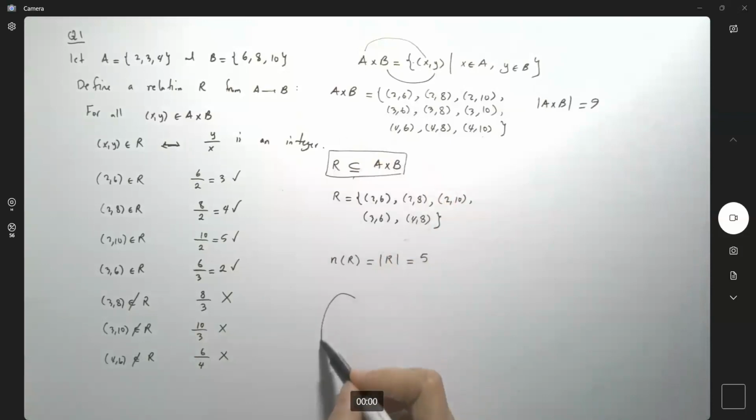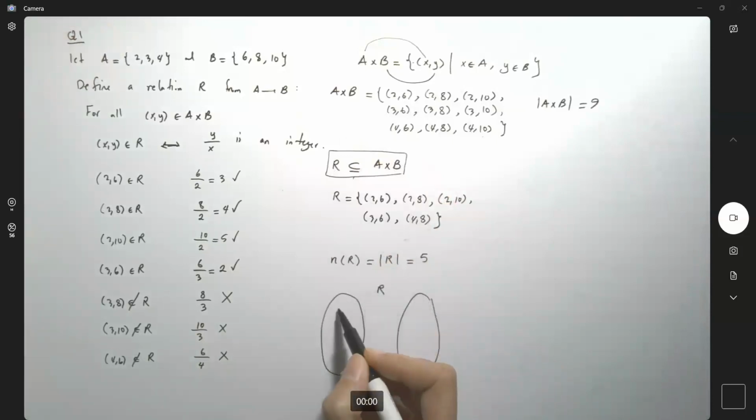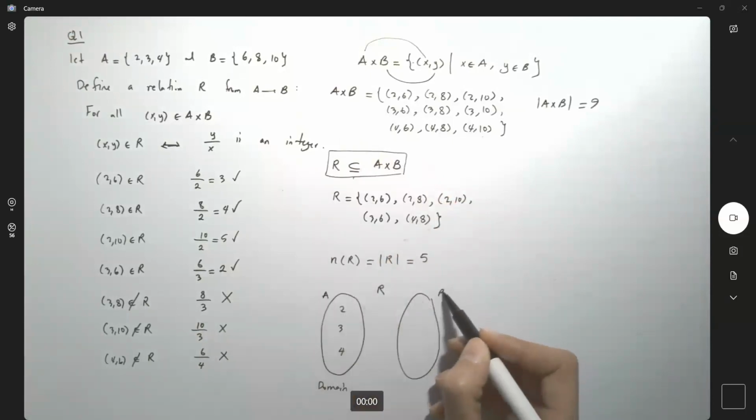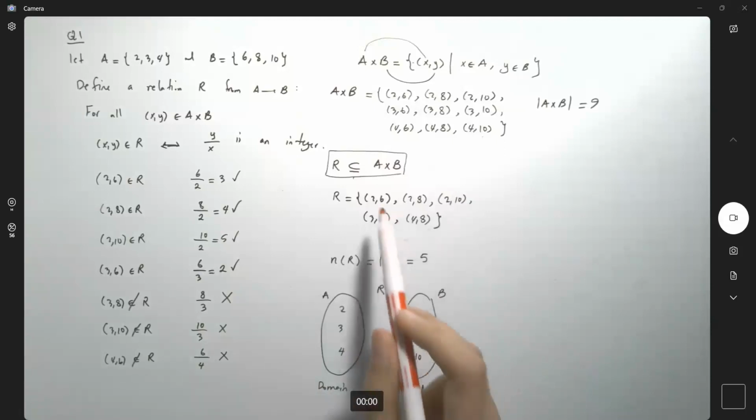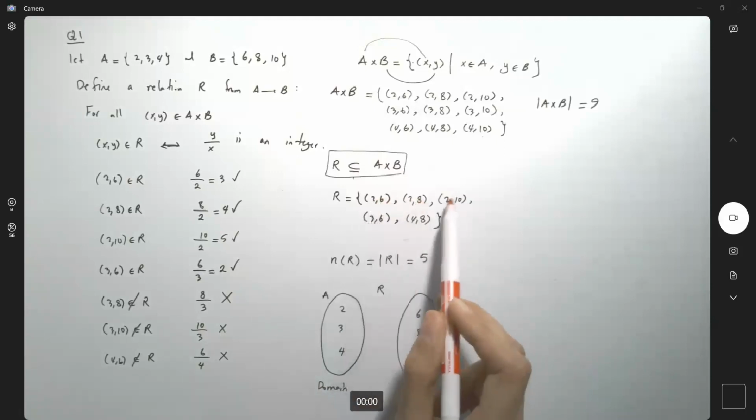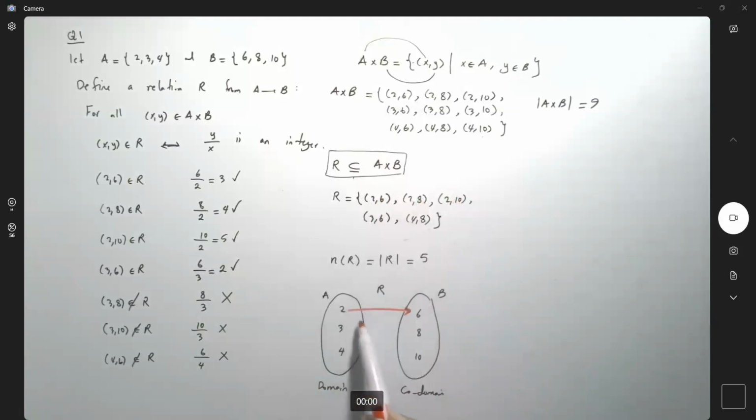Now we can use some arrow diagrams to connect these together using relation R. Set A has 2, 3, and 4. This is your domain. The codomain are members of set B, 6, 8, and 10. Codomain. We can use some nice colored papers here. So 2 is related to 6, 2 is related to 8, 2 is related to 10, to 6, to 8, to 10.